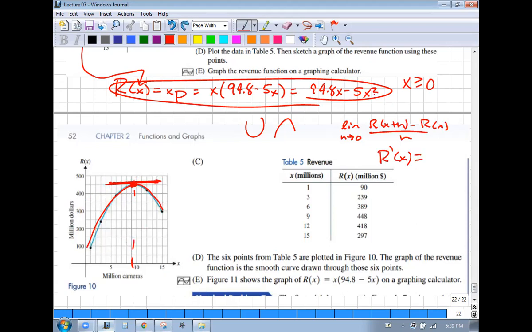And I could tell you by looking at it, it would be 94.8 minus 10x. That's the slope. So I'd set this equal to 0 and solve for x. And it would give me this number right here. That's how many cameras you'd want to make. So you could exactly maximize your revenue. And you'll have all the math to be able to do that now.